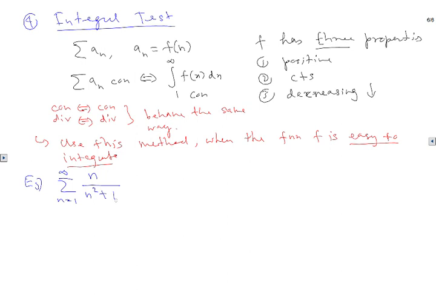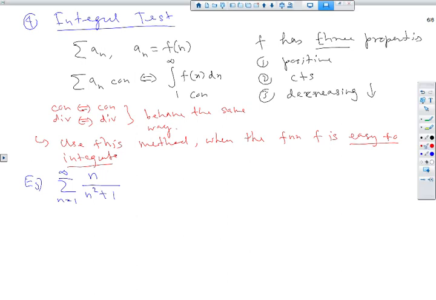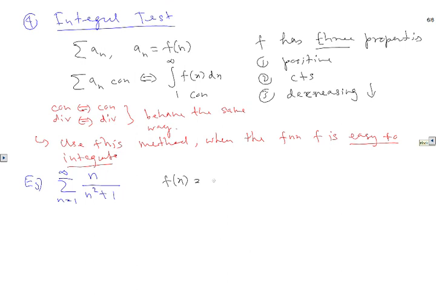This is very easy to integrate using substitution or formulas. So that's what we do. We're going to go with the function f(x) equals x over x squared plus 1. Remember, we have to show those three properties, but we know that for large x, this is what we call asymptotic. We use the tilde notation. Tilde means like this for large x. So it almost looks like 1 over x.